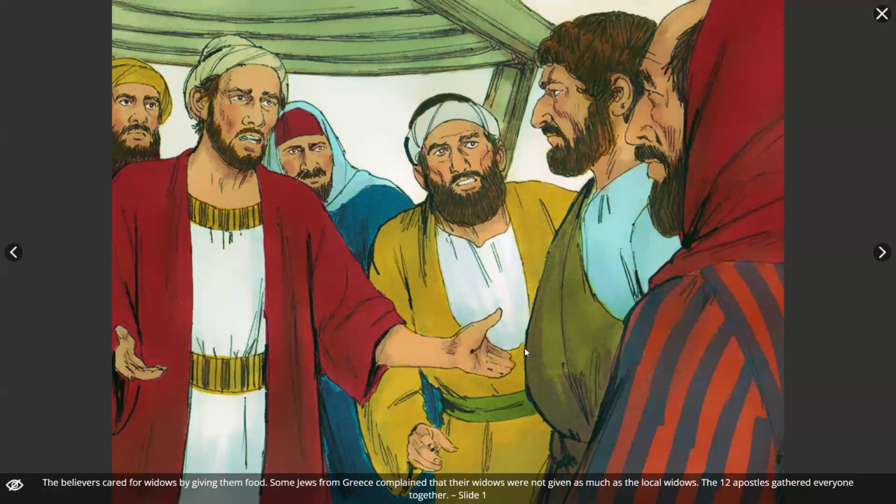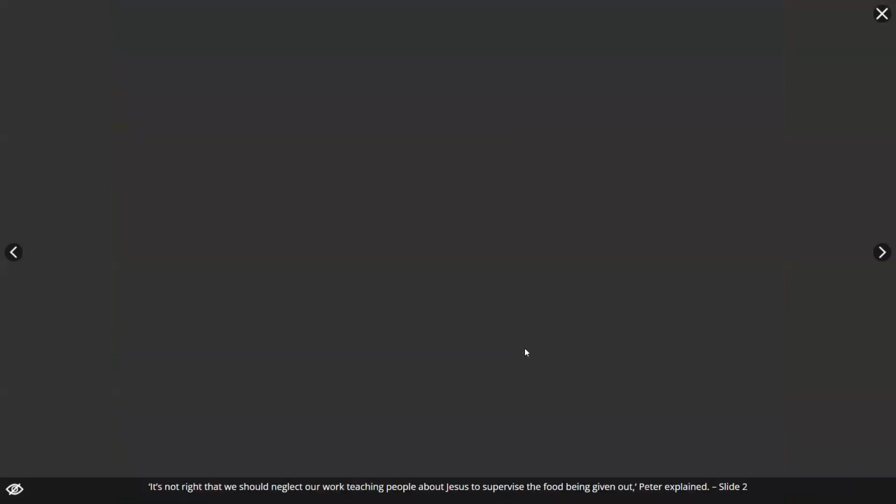It says the believers cared for widows by giving them food. Some Jews from Greece complained that their widows were not given as much as the local widows. The 12 apostles gathered everyone together. But there was an argument because in the distribution of food, some felt that there was some favoritism being demonstrated. And so there was a bit of a ruckus or confusion, and so the 12 apostles gathered everyone together.